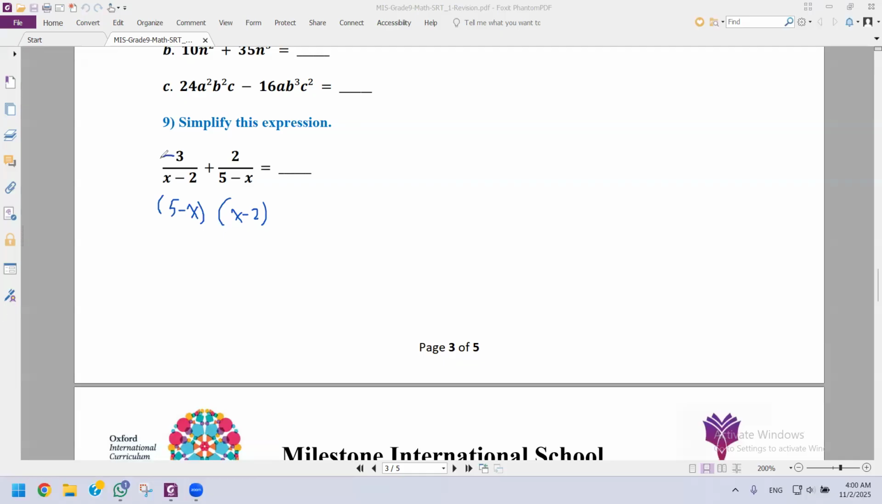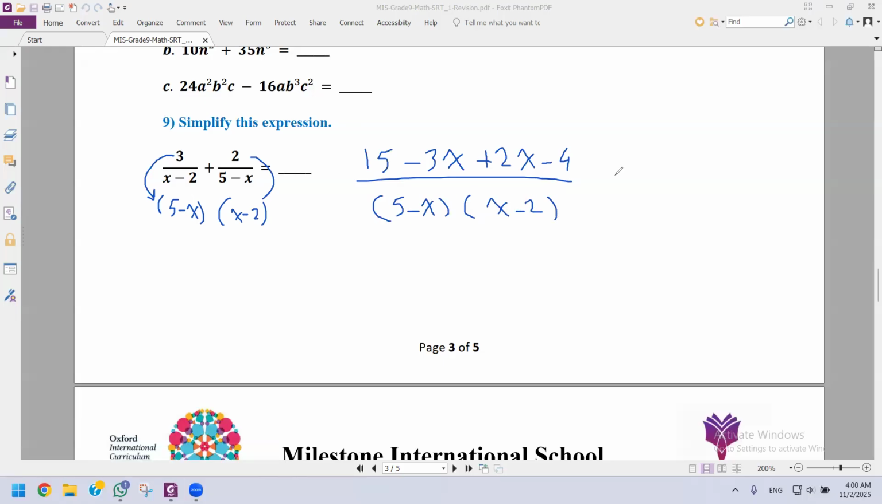So now it will be 3 times this. Let me expand it directly. 15 minus 3x. Then here we have plus 2 times here. So plus 2x. Then plus 2 times minus 2 is minus 4. Over what? Over this. You keep them as multiplication. You don't multiply them. We keep them in bracket.